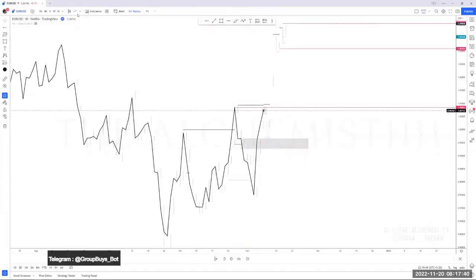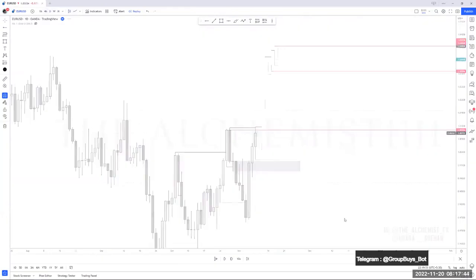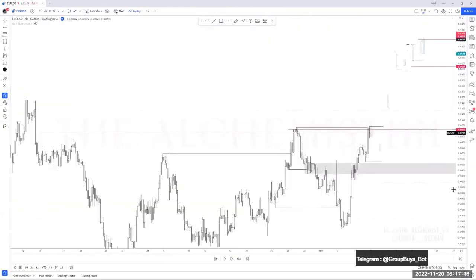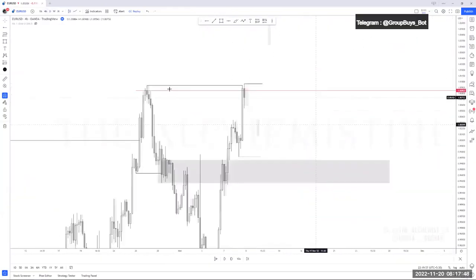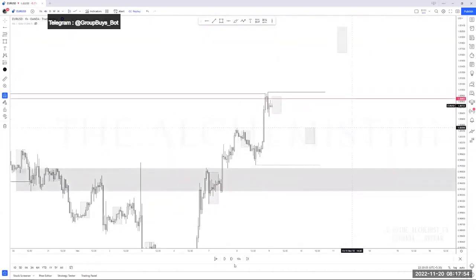See, ICT will call it a breaker. Okay, so breaker blocks. Same thing. Like this. Now, what are we going to do since the daily has closed below daily? Now we can start looking for sells, right? We can start looking for sells. So that is exactly what happened.